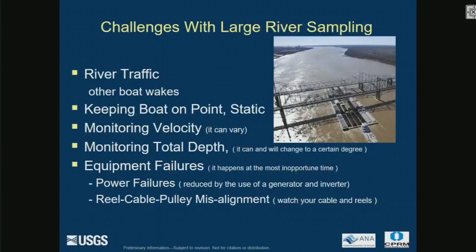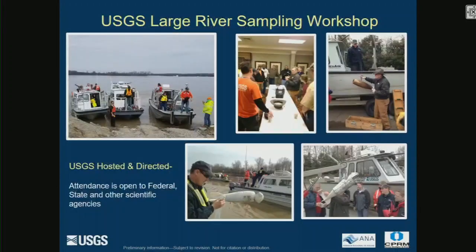So other challenges: river traffic, keeping a boat on point, monitoring the velocity. It can vary, it will. In these larger systems, it's going to surge a little bit. Monitoring the total depth. It can change because of things coming by you. Equipment failure, it's going to happen, and power failures. You can reduce this by using a generator and the inverters like I showed you. Reel cable pulley misalignment: you just need to always look at your equipment to make sure it's in top shape before you get in one of these situations.